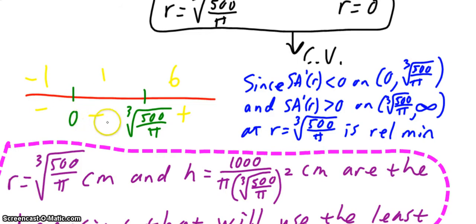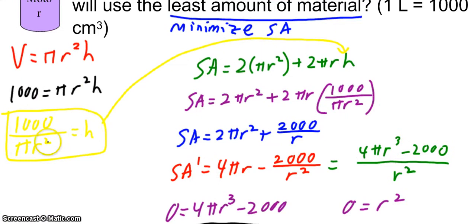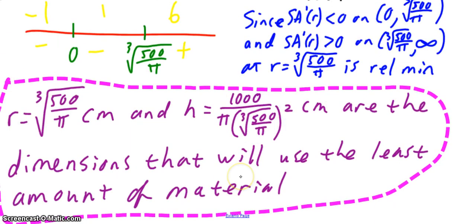I see that I get a minimum here, so I use my derivative speak. The derivative is less than 0 on 0 to the cube root of 500 over pi. The derivative is greater than 0 on the interval cube root of 500 over pi to infinity. Therefore, at that value is a relative minimum. Plug that back into this equation to find that h value. Again, don't worry about simplifying that. And then write your answer in the context of the problem. Don't forget units for your answer as well.